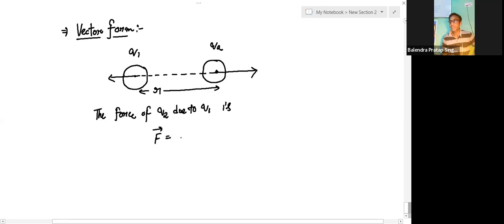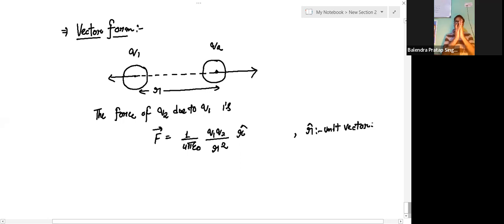The vector form of this force is 1/4 pi epsilon naught q1 q2 by r square, and then the direction of the force on q2 due to q1. What is the direction? The direction is to the right hand side, meaning positive, so I'm defining it as r cap, where r cap is a unit vector. Is it clear now? Because q1 is trying to repel q2 to the right, the corresponding unit vector is positive r cap.